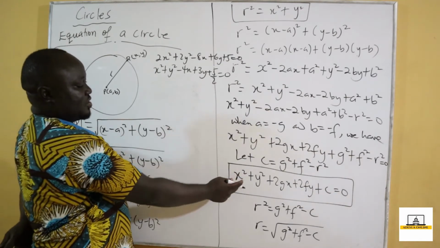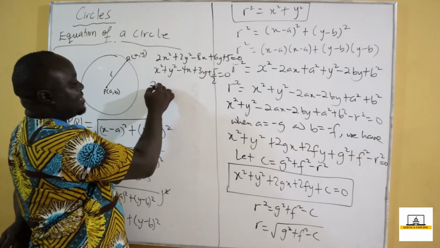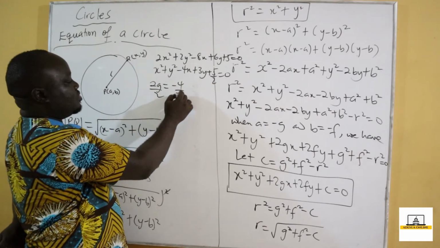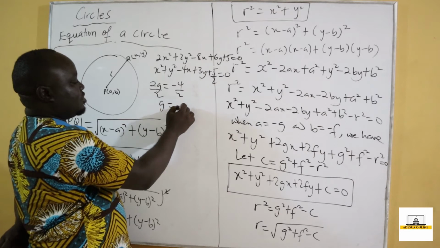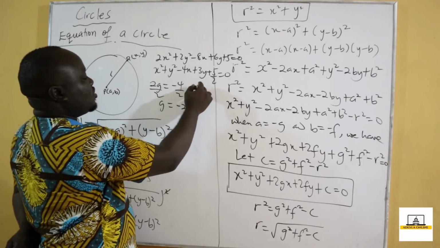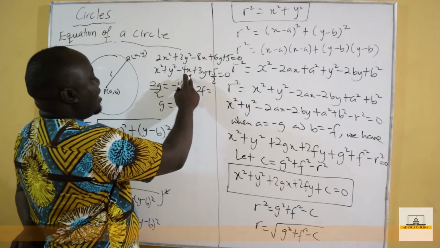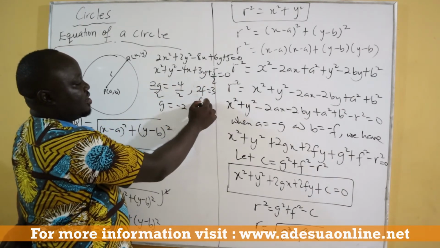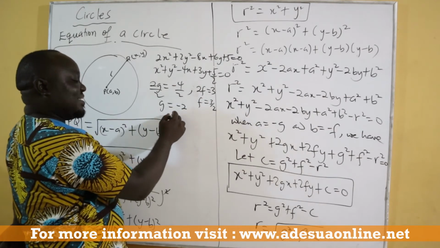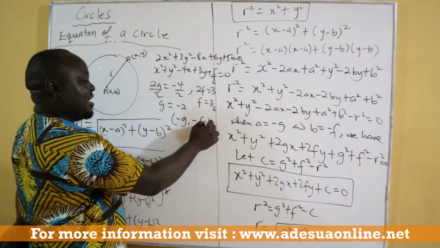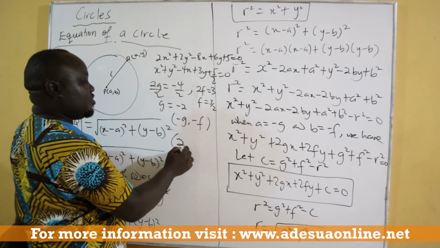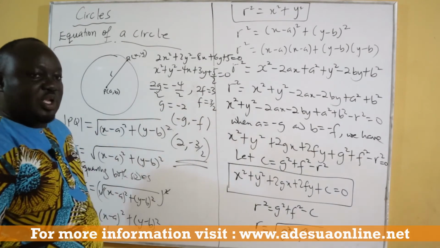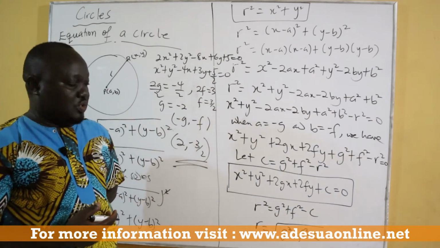Now, when you compare this to the general equation, you realize that 2g is equal to minus 4. So when you divide by 2, g is equal to minus 2. Also, 2f is equal to 3, that's the coefficient of y, so f is equal to 3 over 2. Your center is always minus g, minus f. So your center now becomes positive 2, negative 3 over 2. This becomes your center. I'll teach you how to find the radius too.